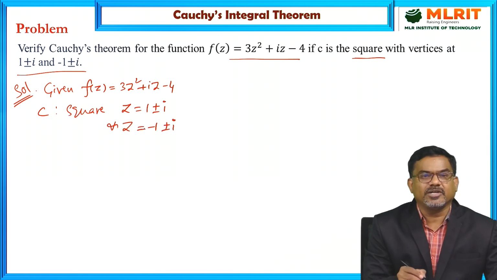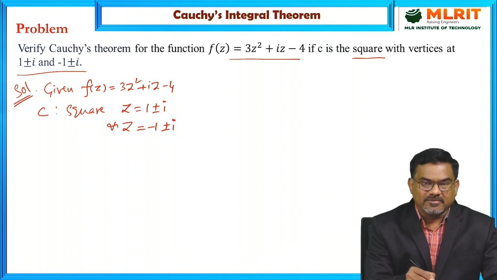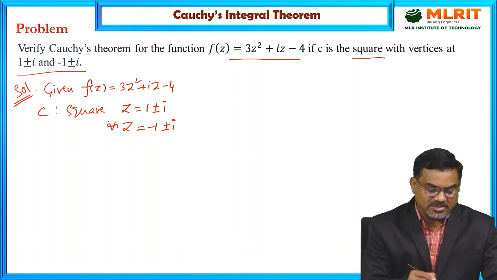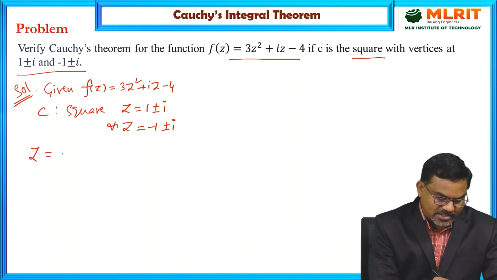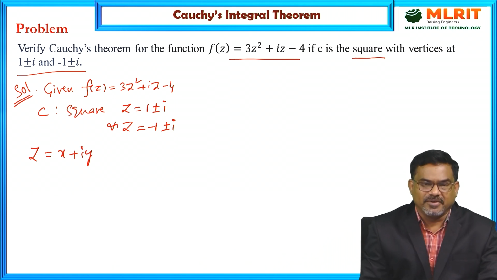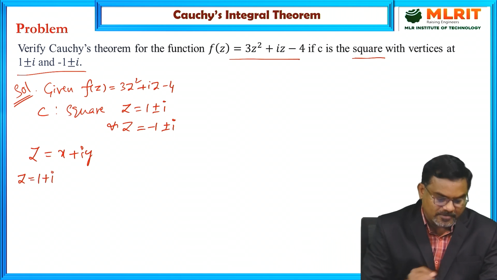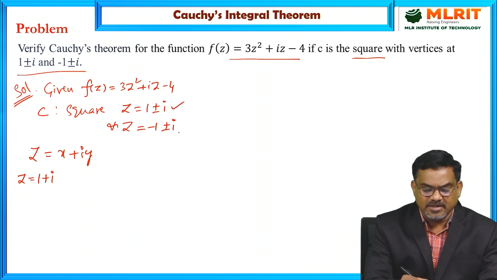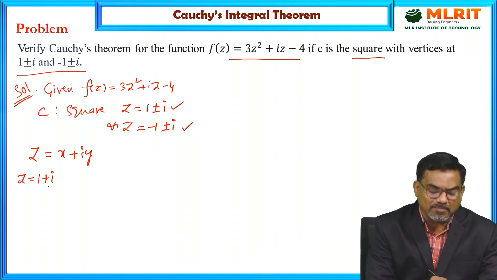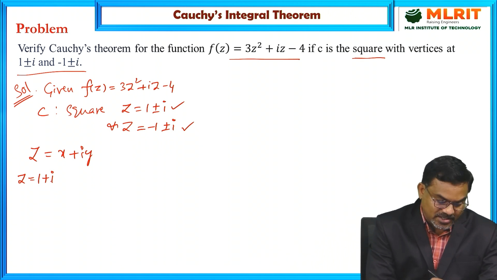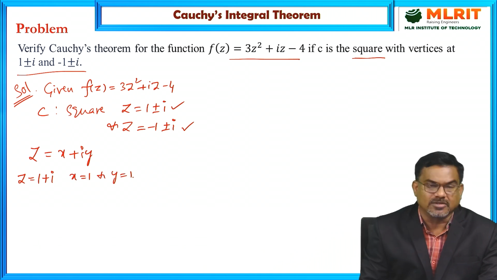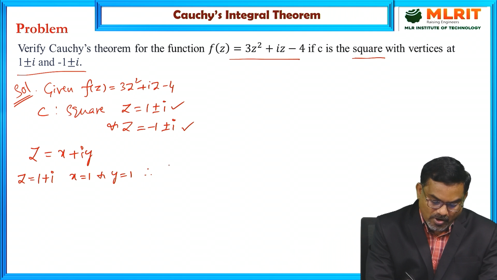Now, first we need to identify the points which are the vertices of this square. We know that z is x plus iy, the general form of a complex variable. Here the first point is z equal to 1 plus i. If you compare, the real part x equals 1 and the imaginary part y is also 1. Therefore, the point is 1 comma 1.